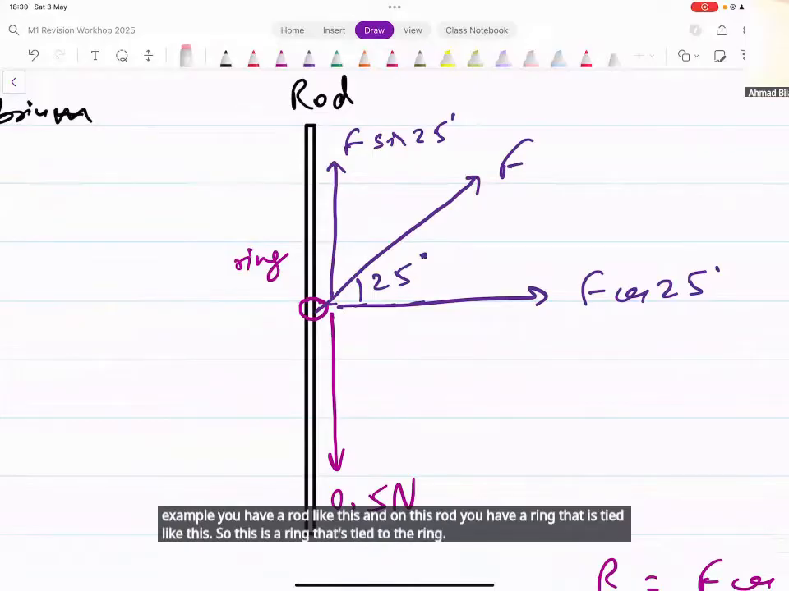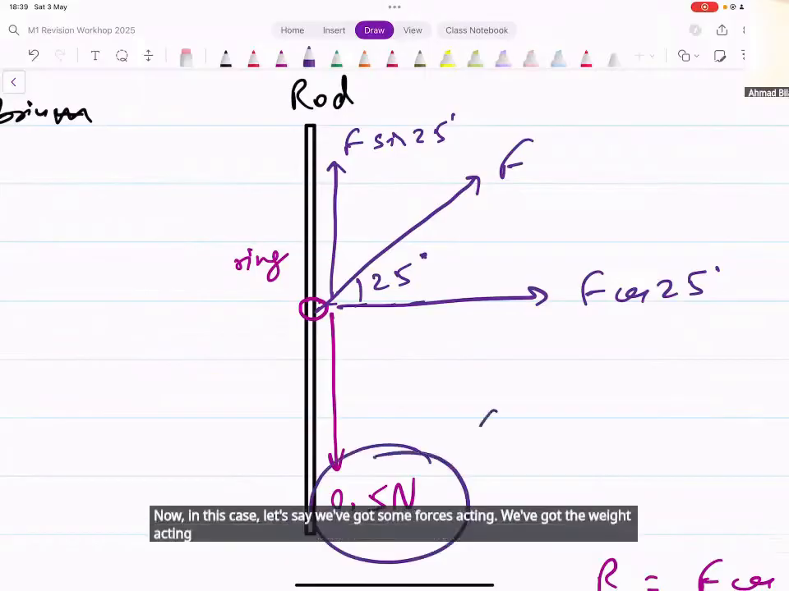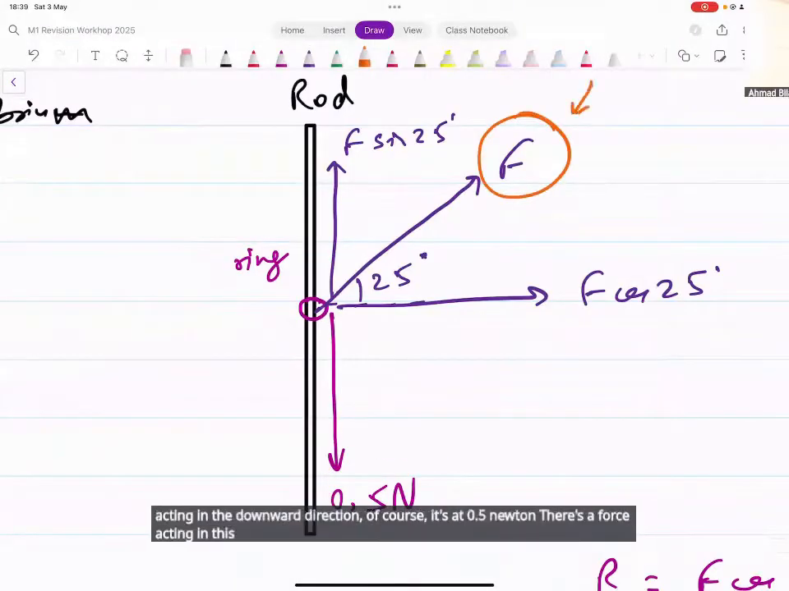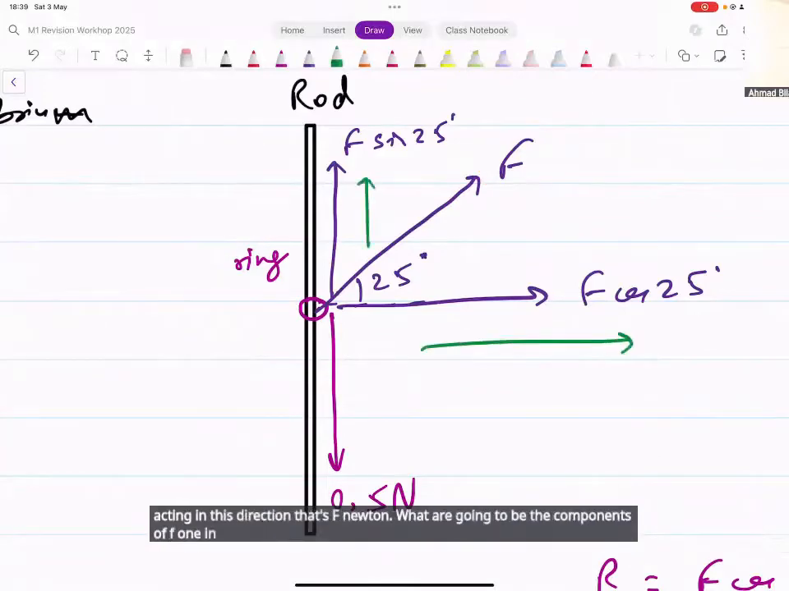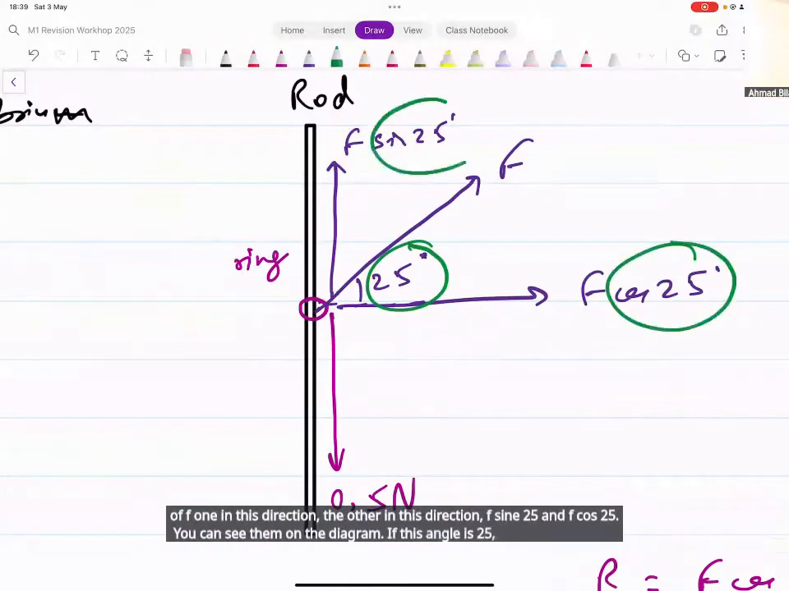Now, in this case, let's say we've got some forces acting. We've got the weight acting in the downward direction, of course. Let's say that's 0.5 Newton. There's a force acting in this direction, that's F Newton. What are going to be the components of F? One in this direction, the other in this direction, F sine 25 and F cos 25. You can see them on the diagram. If this angle is 25, this is cos 25, this is sine 25.